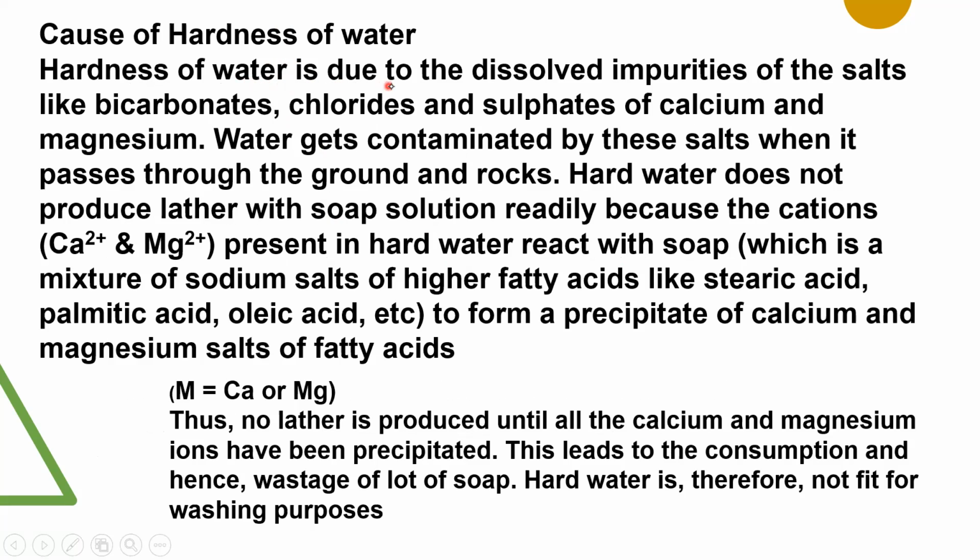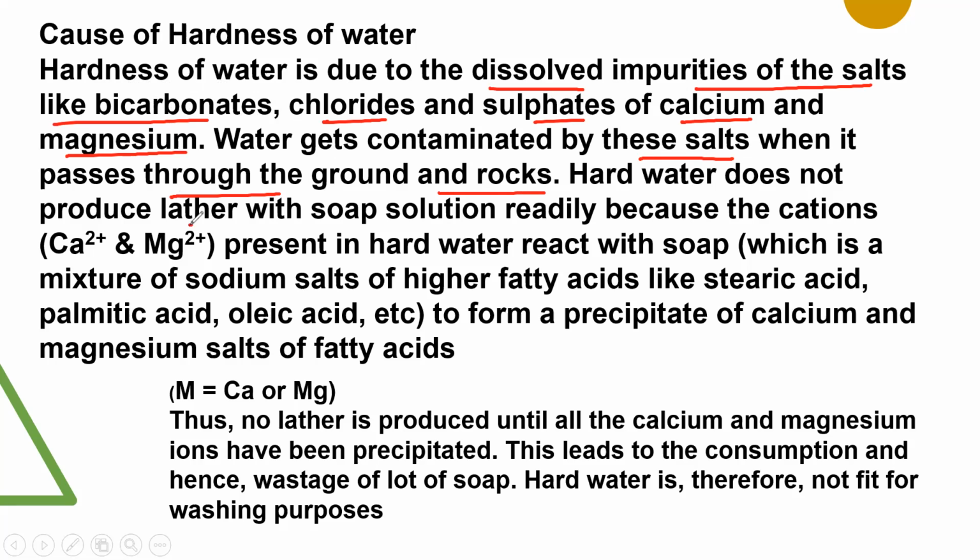Hardness of water is due to dissolved impurities, the salts like bicarbonates, chlorides and sulfates of calcium and magnesium: magnesium bicarbonate, calcium bicarbonate, magnesium chloride, calcium chloride, magnesium sulfate, calcium sulfate. Due to the presence of these salts, water becomes hard. Water gets contaminated by these salts when it passes through the ground and rocks.